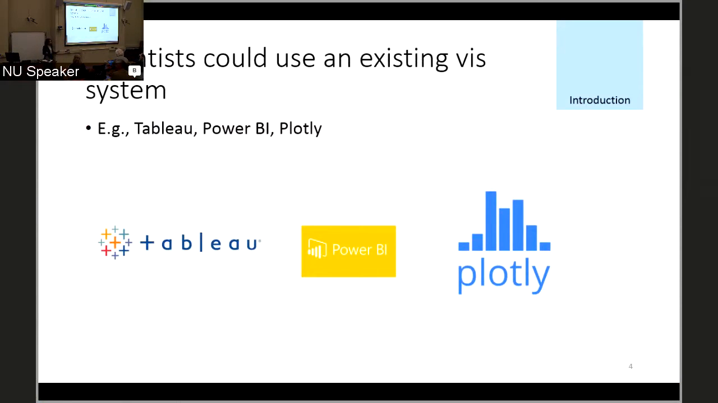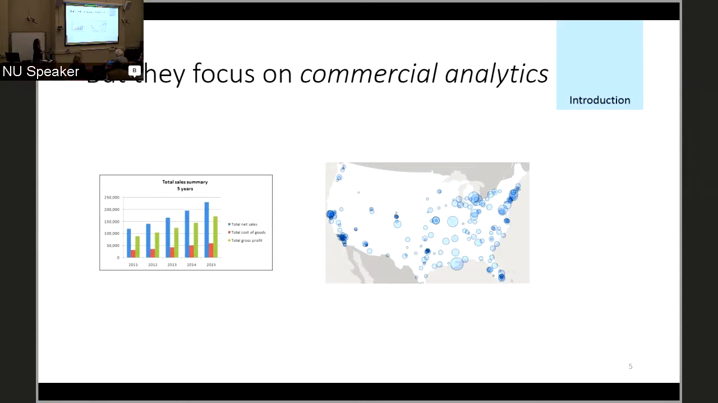Of course, scientists could use existing visualization systems to do this analysis. Some systems you may have heard of include Tableau, Power BI, and Plotly. But these systems focus on commercial analytics, where you're generally not visualizing very large amounts of data. They're not doing deep domain-specific analyses, so you don't require deep domain-specific knowledge to perform the analysis. And you are visualizing the data directly, so you're not performing any complex analyses directly on the data before rendering it. For example, the main use case for commercial analytics is producing performance reports, such as analyzing total sales over time or the popularity of products in certain regions.